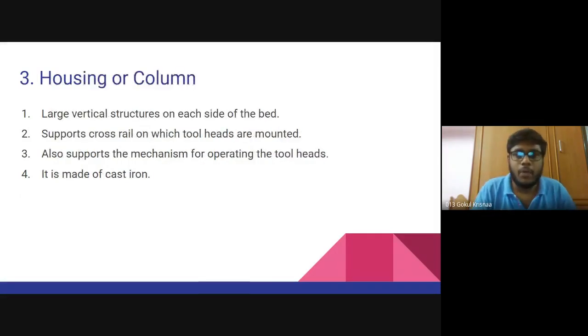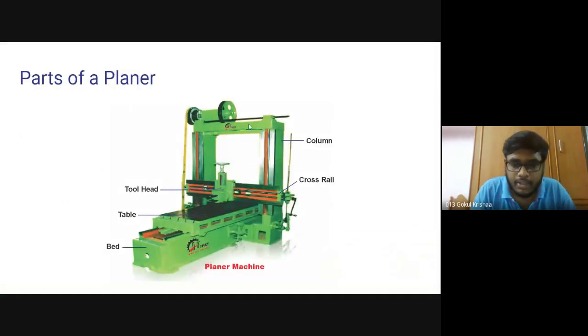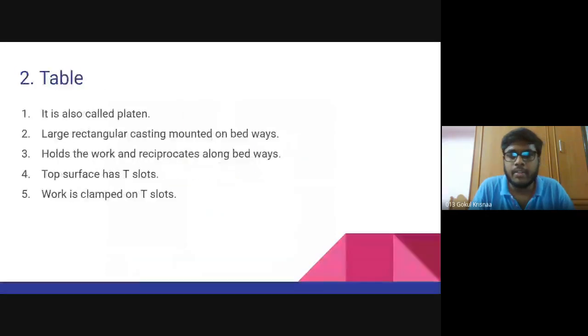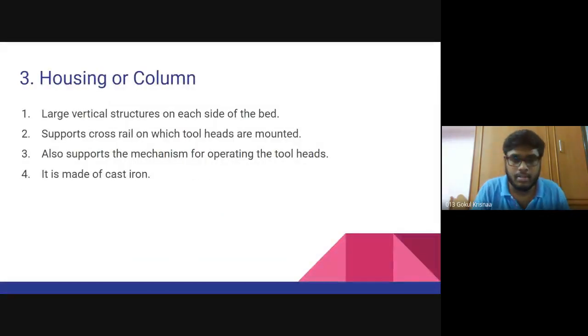Now let's see about the housing or the column. This is actually the housing of the column. This is the vertical part in this planing machine. And now let's see what this housing of the column is. It is actually a large vertical structure on each side of the bed. This column is used to support the cross rail on which the tool heads are mounted. It also supports the mechanism for operating the tool heads.